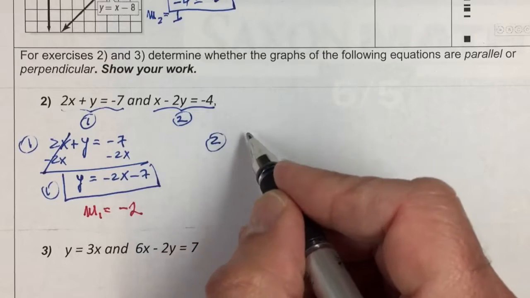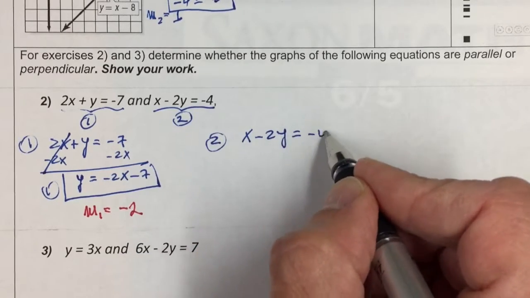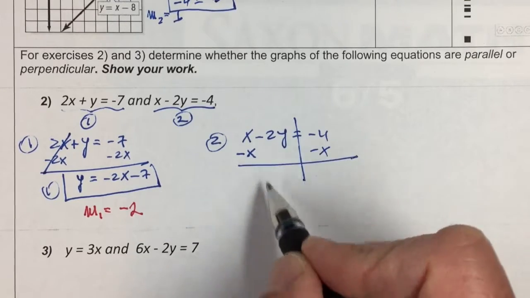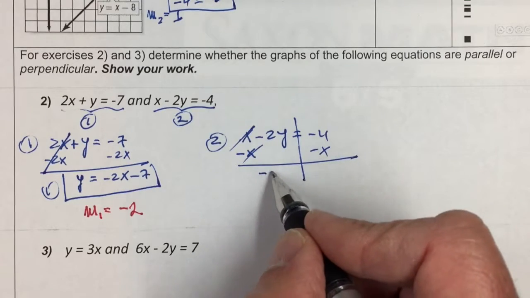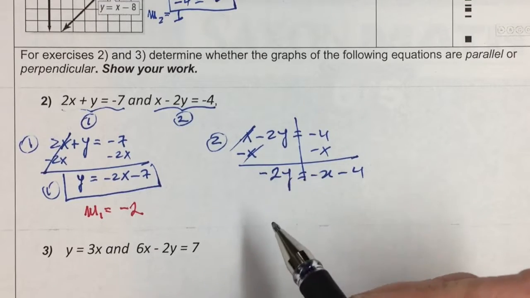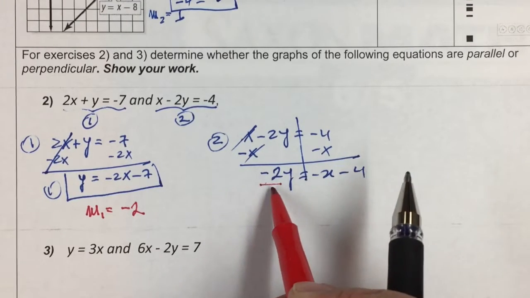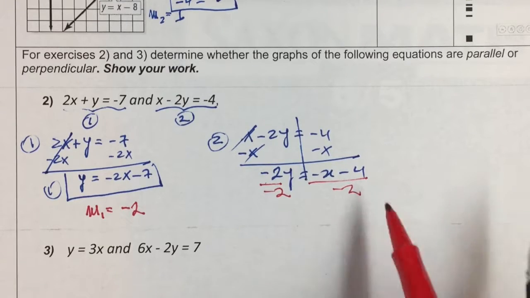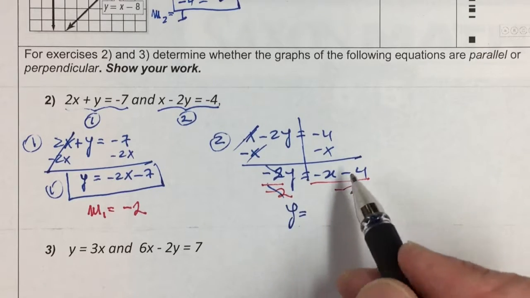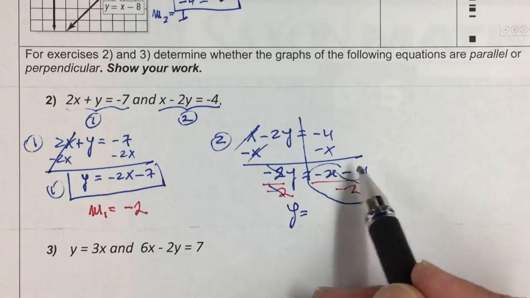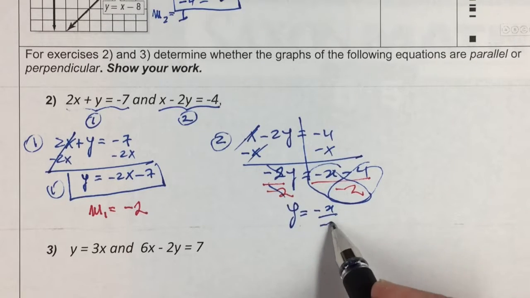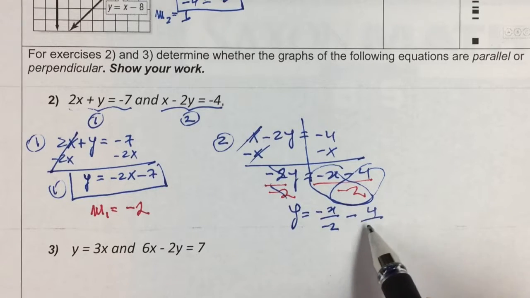Let's do the same for number 2. Line number 2, I'm going to write it here: x minus 2y equals -4. Okay, I'm going to get rid of the x by subtracting x from both sides. -x will go away: -2y equals -x minus 4. Still I have the -2 multiplying there. I'm going to divide both sides by -2. The purpose of this is to eliminate this -2 and leave y equals. This is going to be -x over -2, minus 4 over -2.